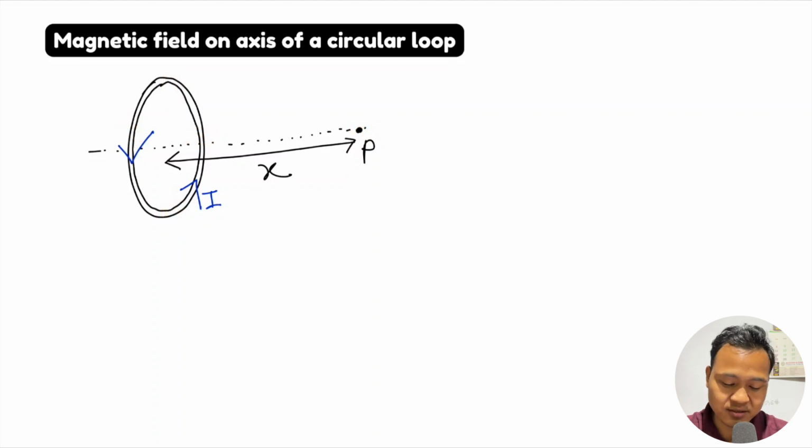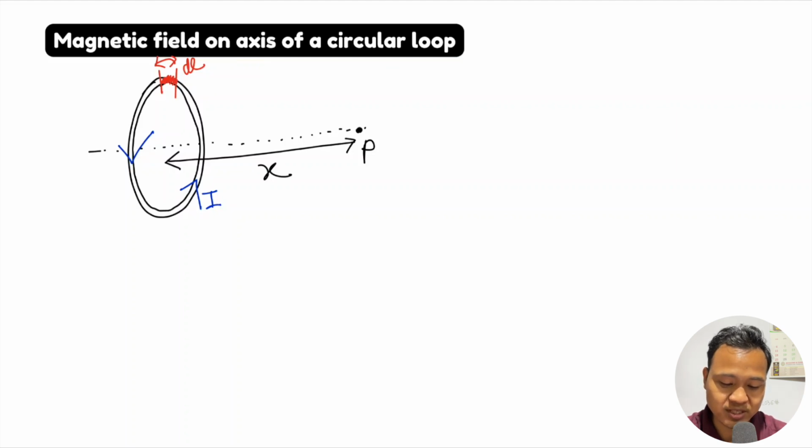To find the magnetic field, I need to take a small element here. Okay, so let's take a small element. So this small element here, let's say this is dL vector. The length of the element is dL, along the direction of the current.